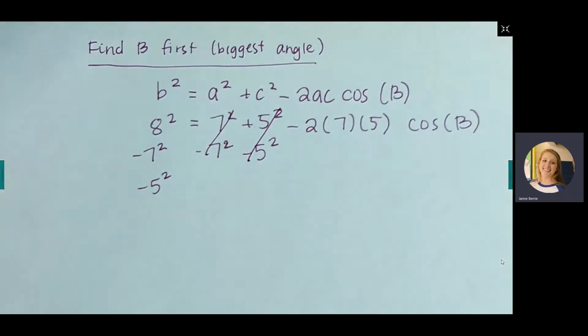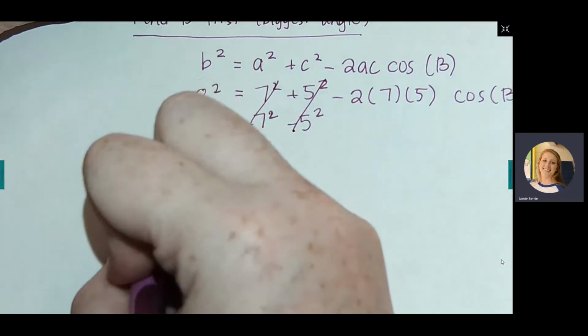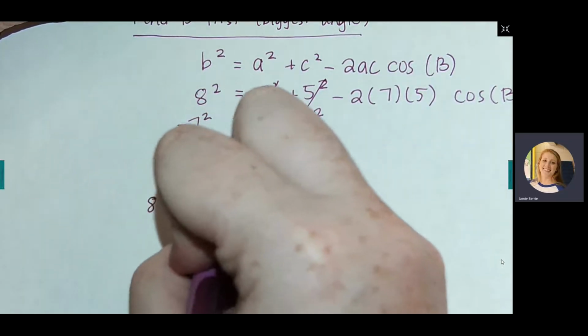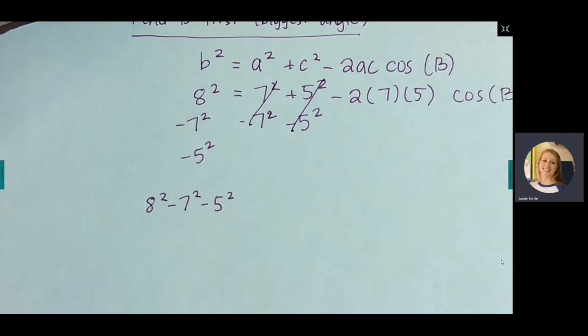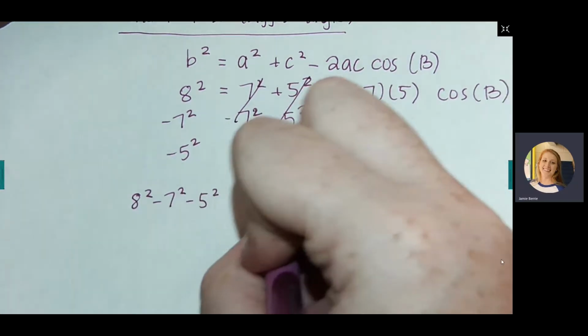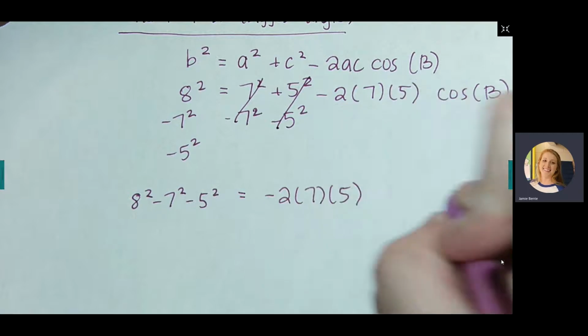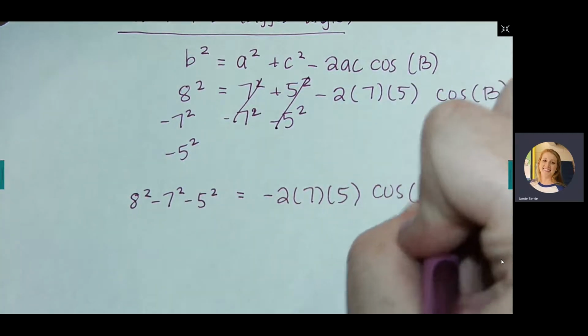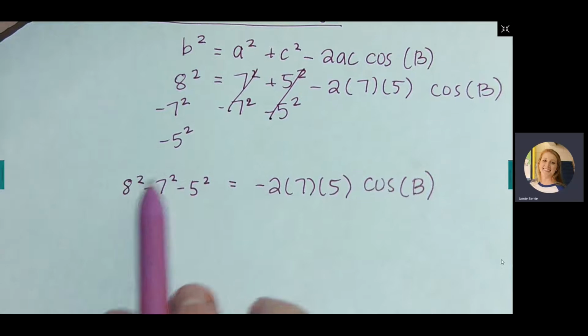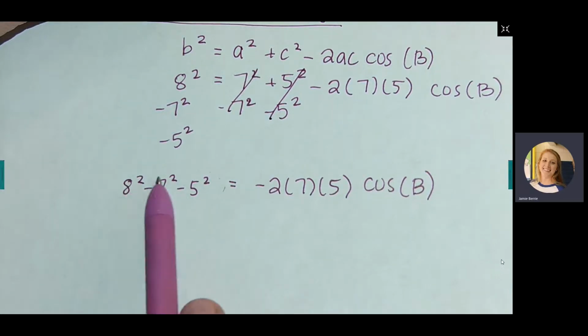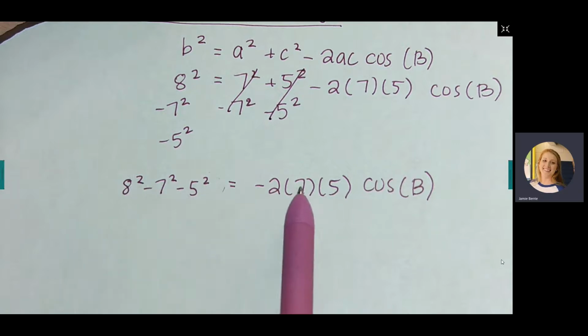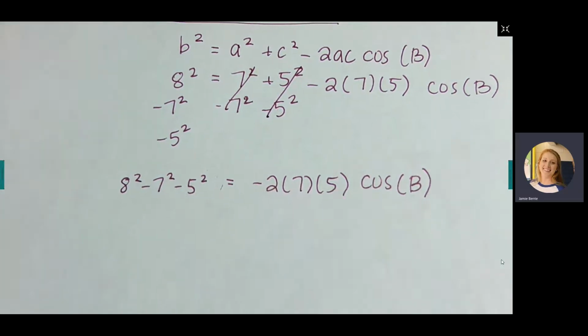Cancel them out. All right, so then I have 8 squared minus 7 squared minus 5 squared equals -2 times 7 times 5 times cosine of B. Now, like I said, if you feel like this would look a lot easier if I just went ahead and simplified this left-hand side, and then you could do -2 times 7 times 5, what would that be, like -70? You can do that as well. But I'm just showing you how I do it, and I always just leave them in there.